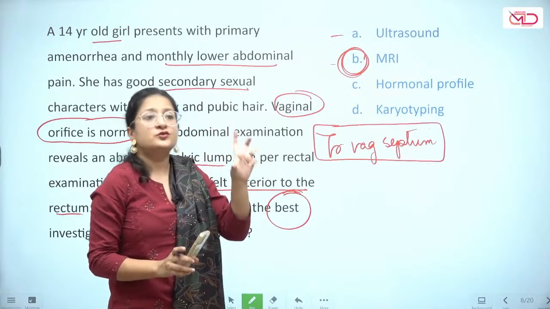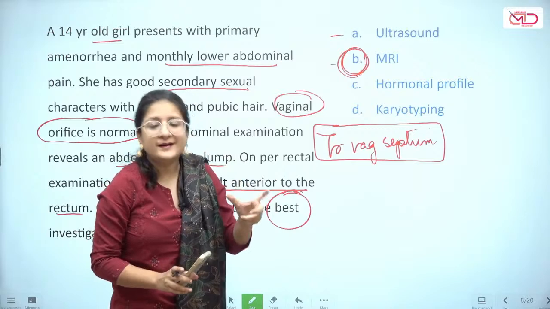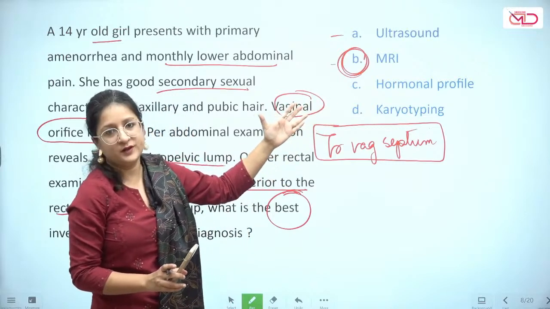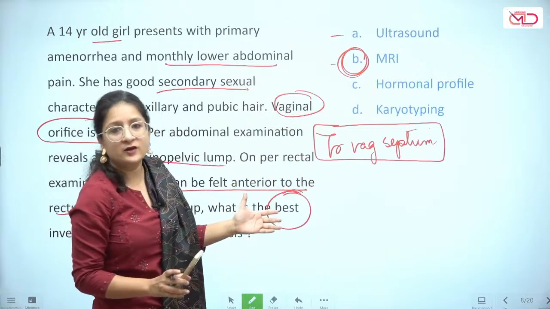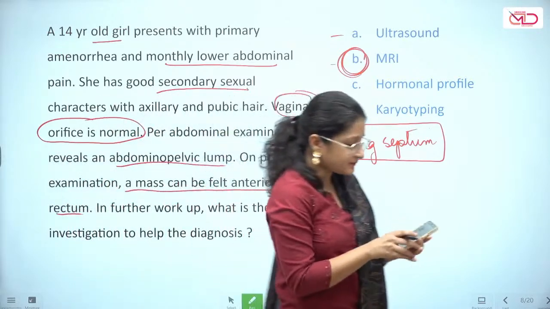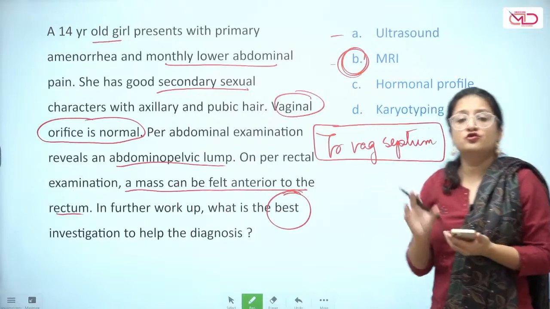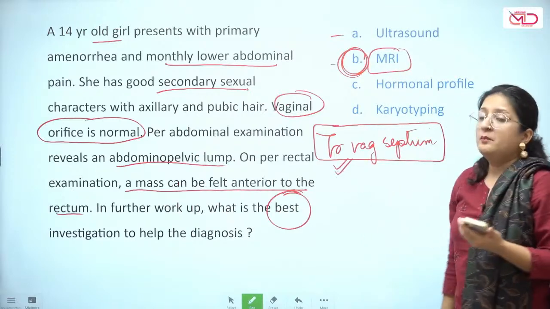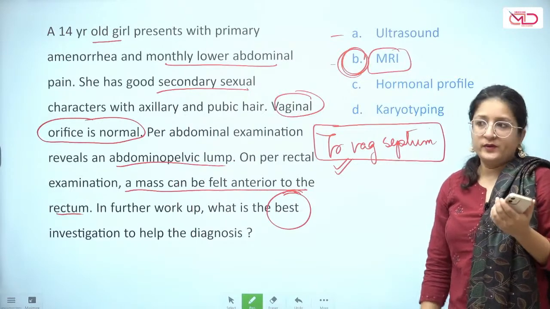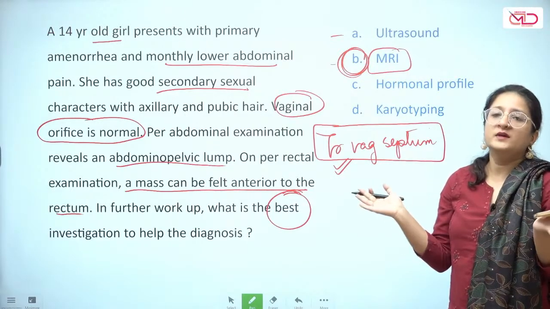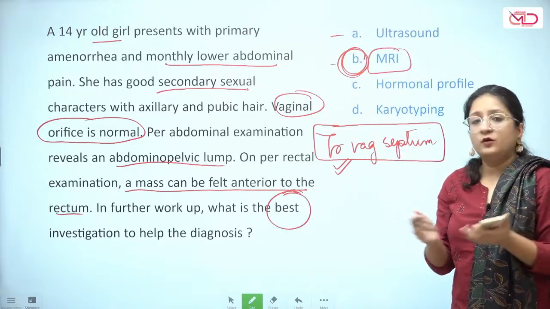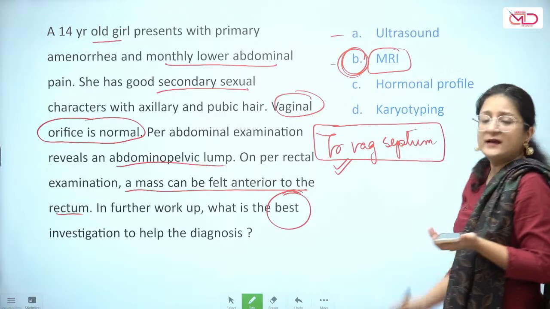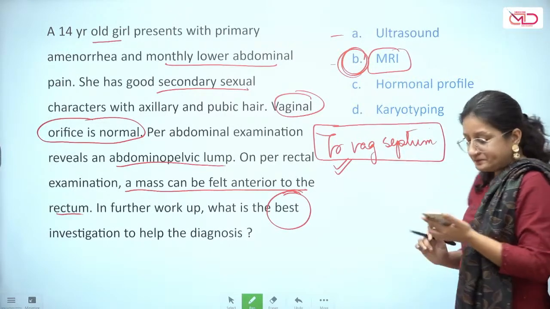It could also be associated with other renal tract abnormalities. So might as well go ahead with an MRI to give you the best shot at making the diagnosis with one investigation. So that's why we choose MRI in this answer. Transverse vaginal septum may not be an isolated abnormality. There can be other Mullerian anomalies associated with it. There could be a bicornuate uterus, there could be a uterus didelphys. You could make the diagnosis with MRI there.